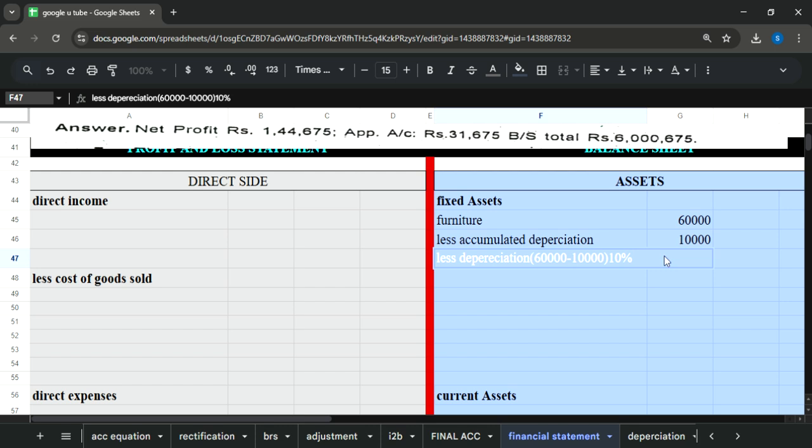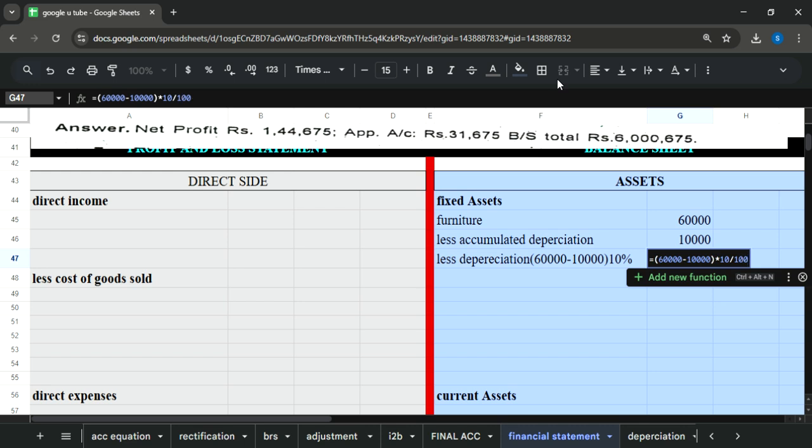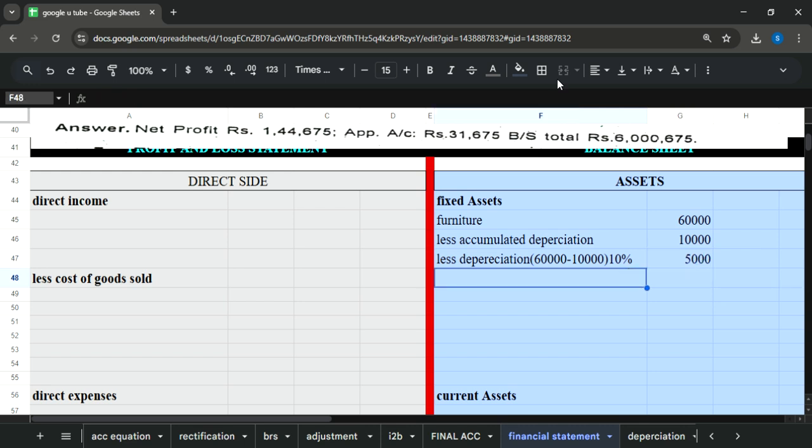And here the method of calculation is: first original value of asset, less depreciation provided in the previous year, then multiply by 10 and divide by 100. So we have got the next depreciation. So please understand, previous depreciation would be subtracted from original cost, and current depreciation would also be subtracted from the original cost of furniture. It means both depreciations would be subtracted.